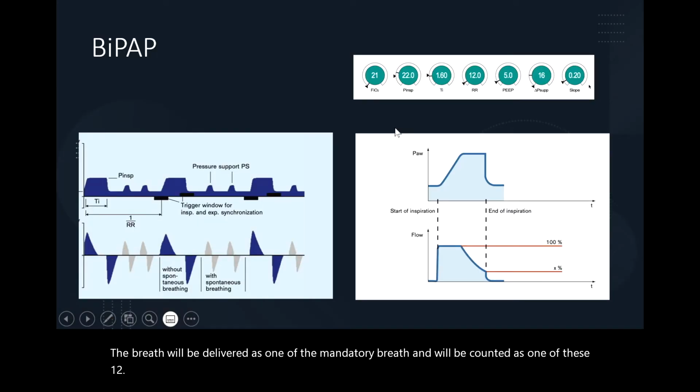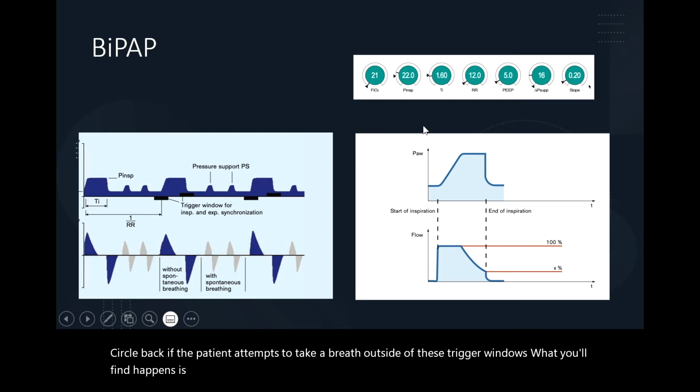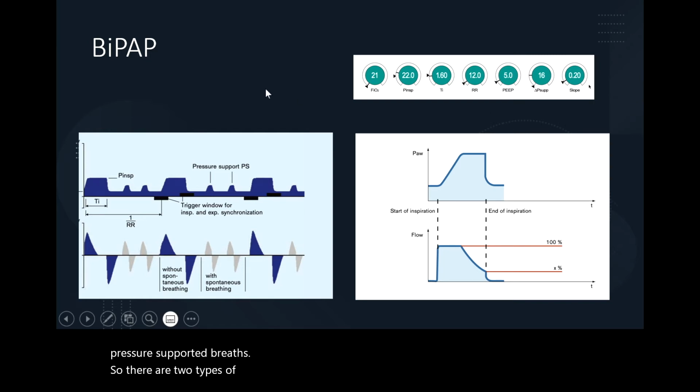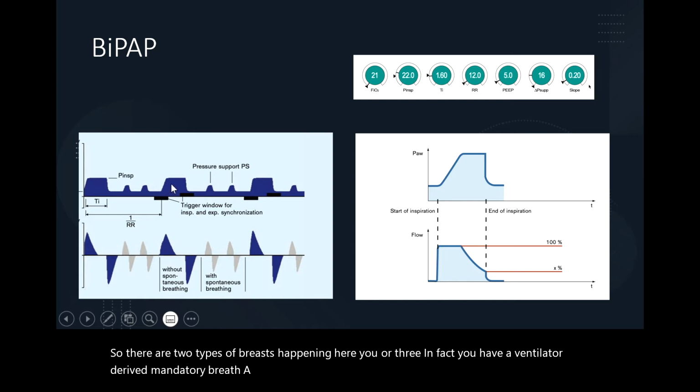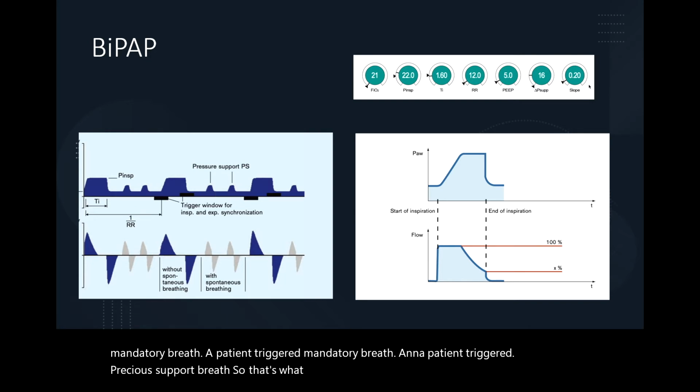Sorry, I'll go back. If the patient attempts to take a breath outside of these trigger windows, what you'll find happens is the patient doesn't get a mandatory breath. Instead, he gets one of these pressure supported breaths. So there are 2 types of breaths happening here, or 3 in fact. You have a ventilator derived mandatory breath, a patient triggered mandatory breath, and a patient triggered pressure support breath. So that's what happens with inspiration.